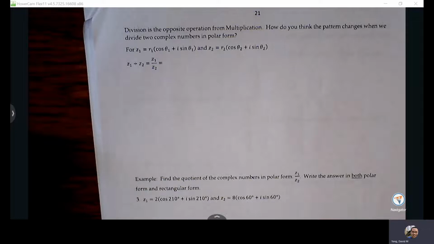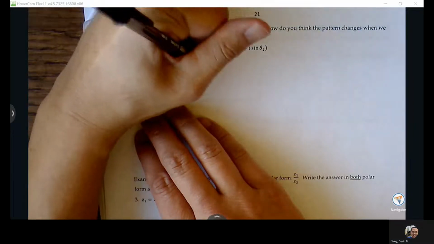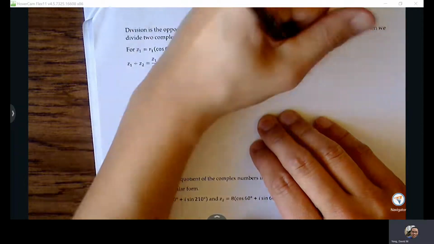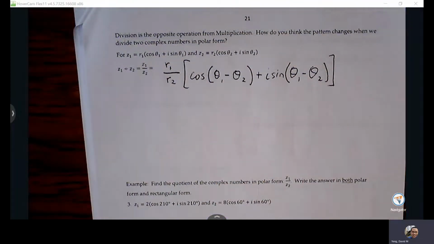Okay, when you're done, we're going to talk about the other operation, which is dividing two complex numbers in polar form. Okay, whenever you're ready, flip over to page 21. The formula is also listed at the very back of your packet too. You're going to be dividing the radius, but then you're going to be subtracting theta.